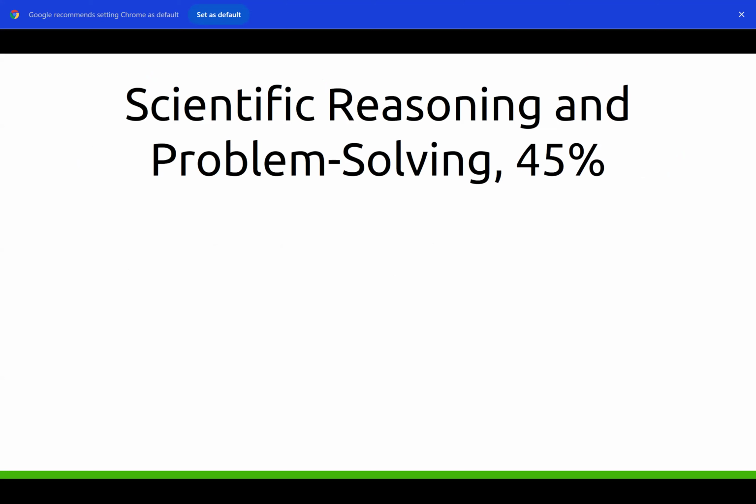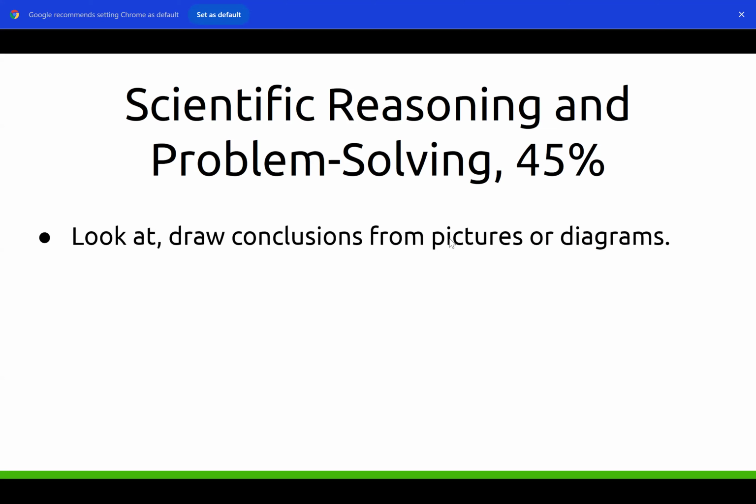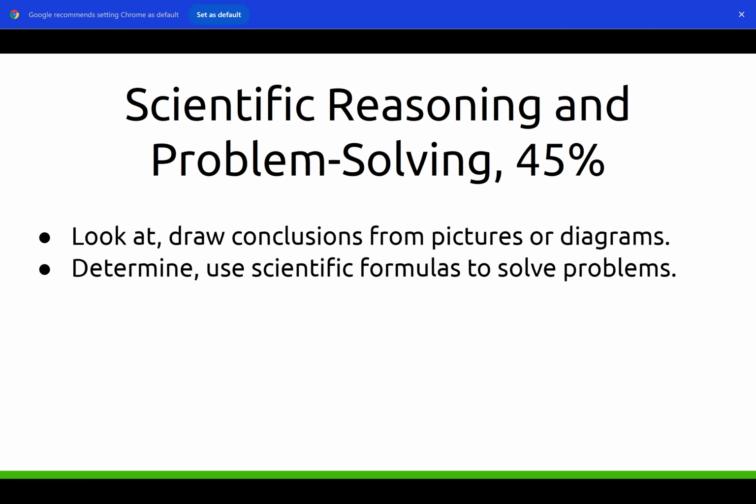After that, you've got about 45%, which is the scientific reasoning and problem solving. So the 35% is straight content. That means about 65% is not straight content. It's some kind of reasoning based on the content. The majority of that is going to be scientific reasoning and problem solving, where they're going to give you pictures or diagrams. Sometimes they'll give you equations, and you have to look at those and draw conclusions based on that.